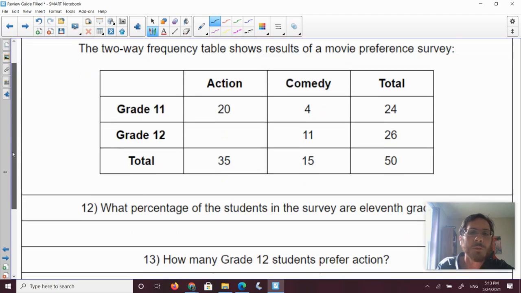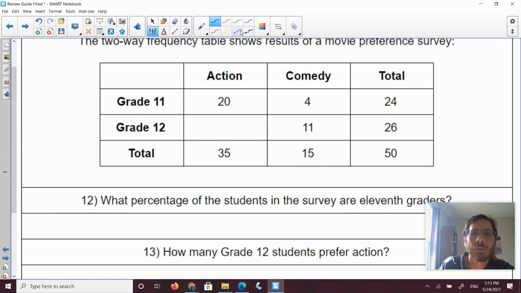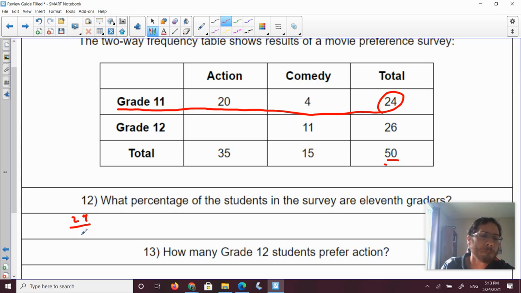For 12 and 13, we have the two-way table here. The first thing we want to do is find what percentage of the students in the survey are 11th graders. So we see how many 11th graders we have. 11th graders, we have 24. Total, we've got 50. As a percentage, let's turn it into a decimal first. We'll turn it into 0.48, which as a percentage, we multiply by 100 to get 48%.